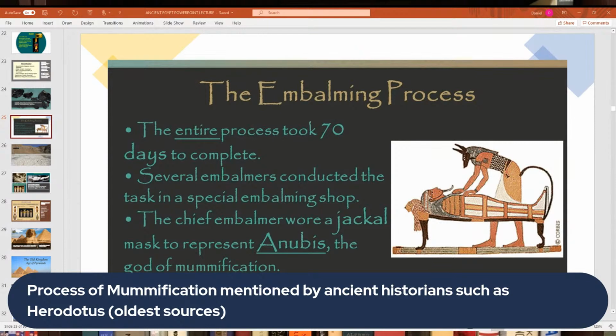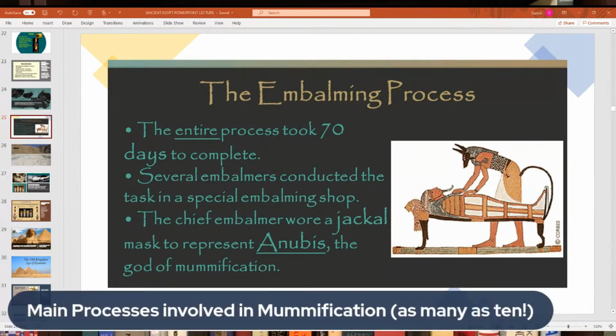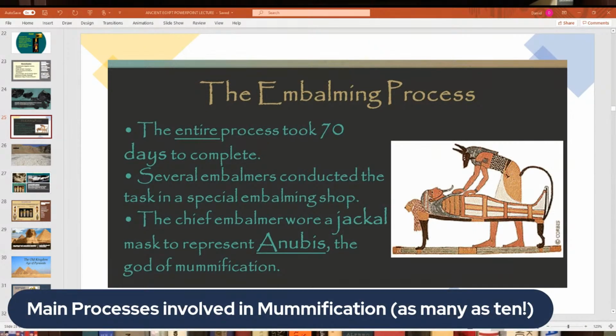So that's kind of why we know some information about it more than anything. A lot of them would wear jackal masks because they represented Anubis, the god of mummification, the god of the dead, who would judge the dead in the afterlife and all that. And so the process was quite lengthy. I think there may have been at one point, I'll go through a few, but they think there may have been as many as 10 processes that they went through to actually preserve the body.